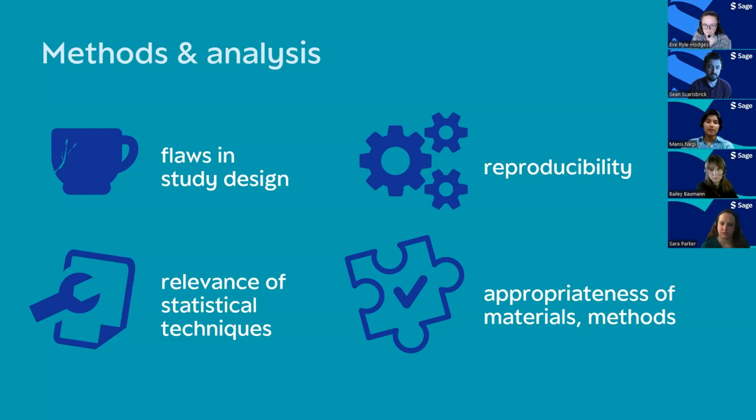When looking at the methods and data analysis, there are a number of key items to focus on. First, are there any flaws in the study design? Are there any clear concerns with the way in which the study was conducted? Is the study design consistent with similar studies in the field? Do the results and conclusions seem appropriate for the kind of study conducted? Are the materials and methods sections descriptive enough so that the study could be reproduced? Are the statistical techniques relevant to the study, and are they the standard for that kind of study? And are the materials and methods used for the study appropriate for the research questions being addressed?